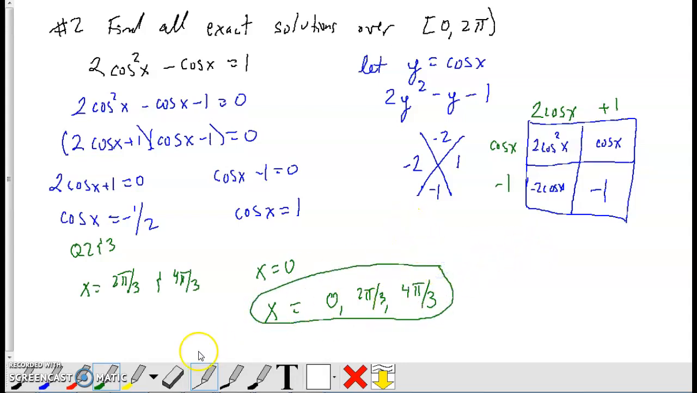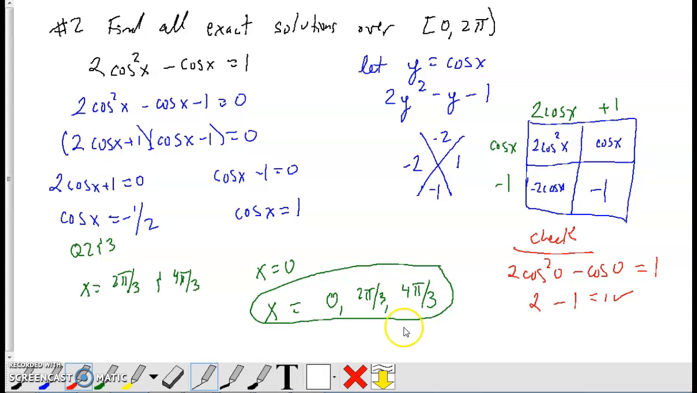Again, we can do a quick little check. So if I say 2 cosine squared of 0 minus cosine of 0 is equal to 1, cosine of 0 is just 1. 2 times 1 is 2. So 2 minus 1 does in fact give me 1. And then I can test out the other ones.